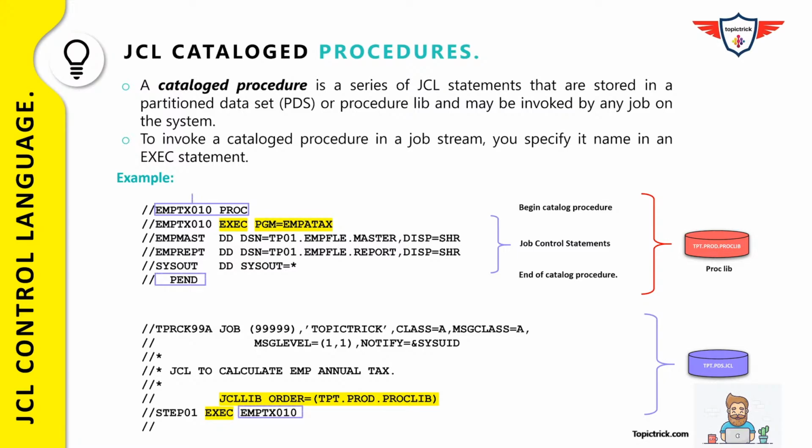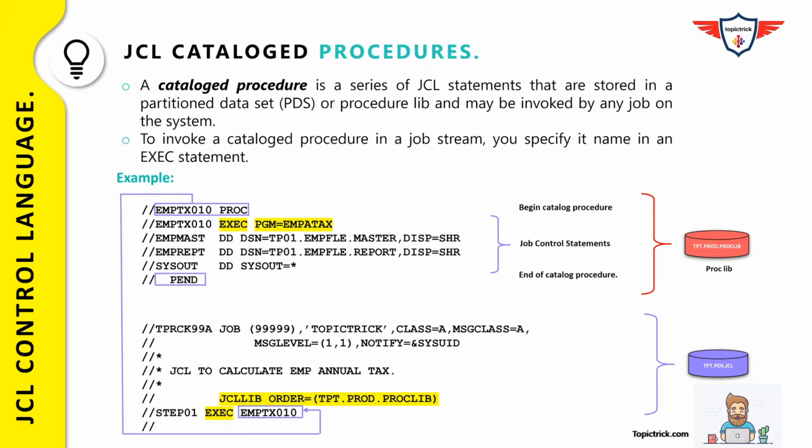Otherwise, the job will fail because the system by default tries to look for your catalog procedure in the system library, that is sys1.proclib. And always remember that the JCLLIB statement should be specified after the job statement and before the first execute statement, the way I have done in this particular JCL.